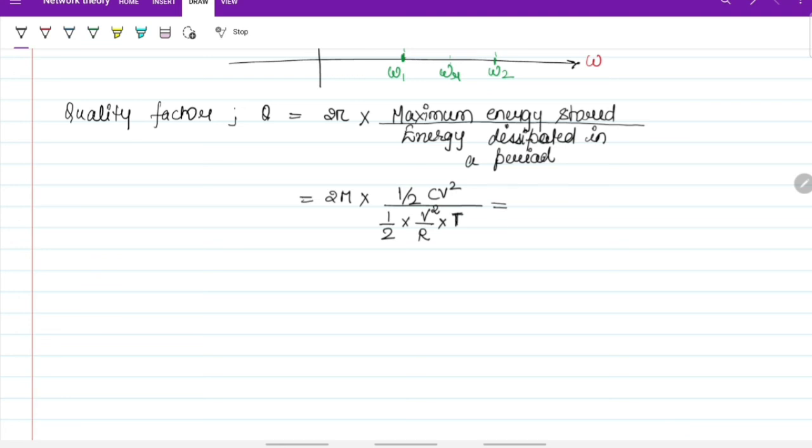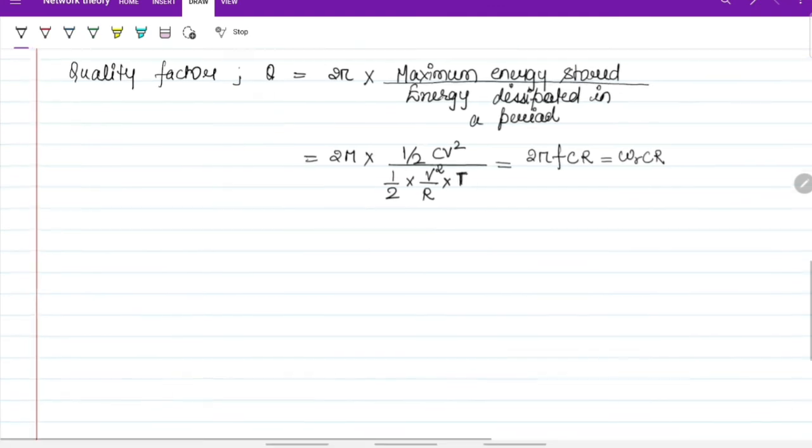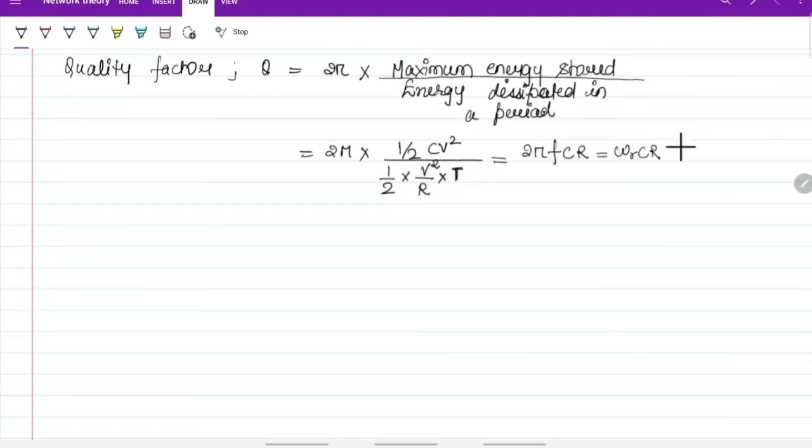So this will give you 2 pi F CR, which is equal to omega naught CR. Or we write resonance frequency omega R, since omega R C should be equal to 1 by omega R L, we can write this formula as R by omega R L. So Q should be equal to either omega R CR or R by omega R L.